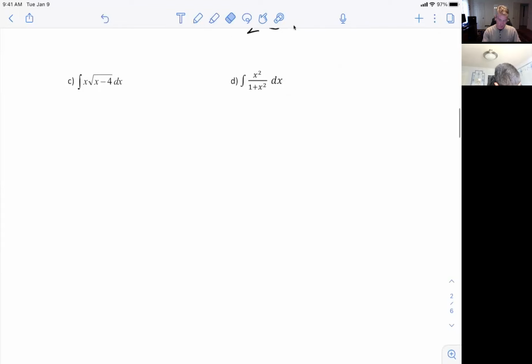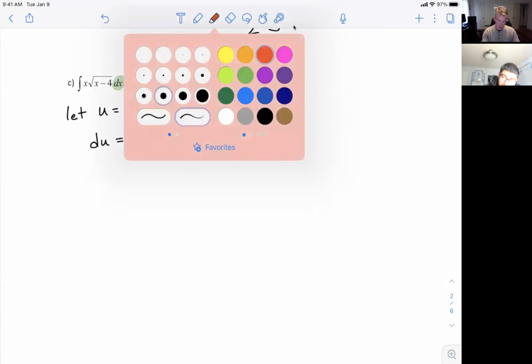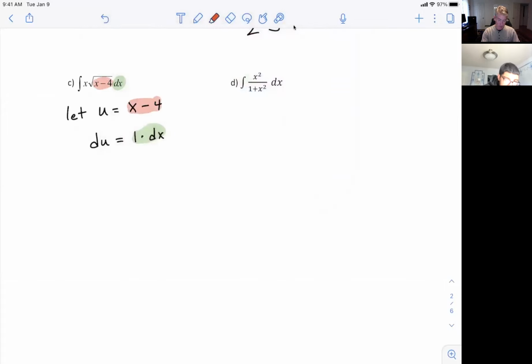So for C, like with the last one, you start with u substitution. Let u be what's inside the radical. So that's just going to be x minus 4. Then take the derivative, and the derivative on the right side is just 1. And then multiply both sides by dx, so it's a 1 dx. And 1 dx is the same thing as dx, so that part is good. x minus 4 inside the radical is going to get replaced with the u. The only problem is we have to know what does x equal.